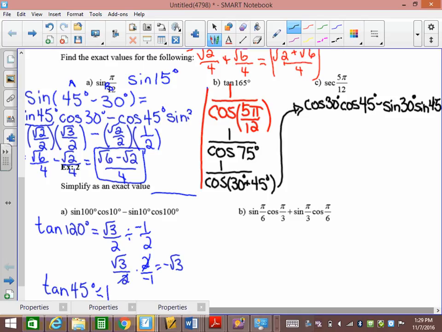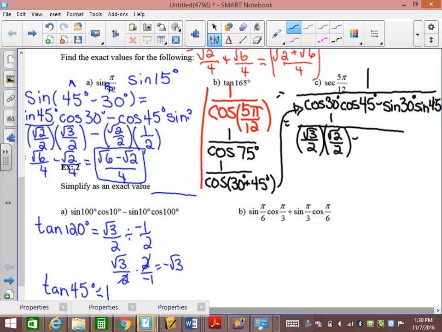What do I have to remember to do, though? Because everyone does what I just did. What was on top of that? A 1. The answer to that will be there, because they'll expect that you'll drop the 1 off, or it'll just evaporate. So I'm going to be left with 1 over cos of 30 is √3 over 2. Cos of 45 is √2 over 2. Sine of 30 is a half. Sine of 45 is √2 over 2.